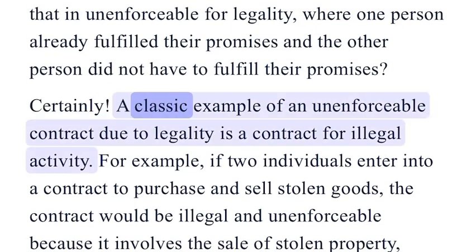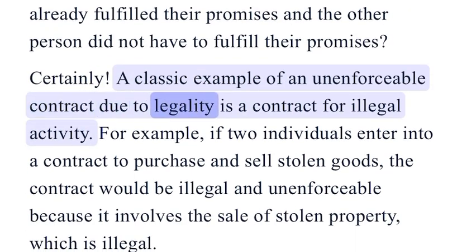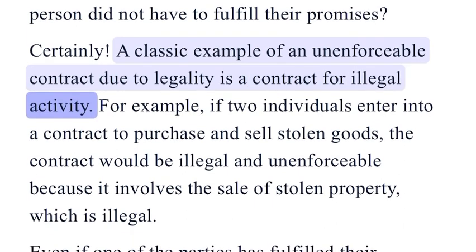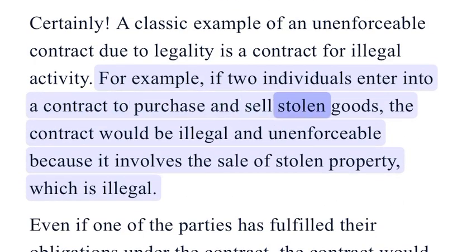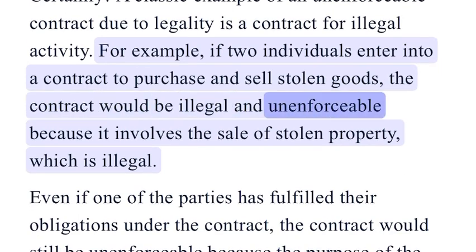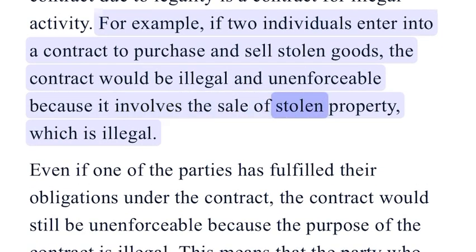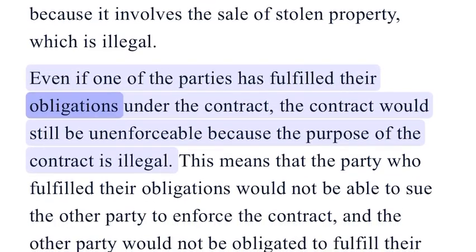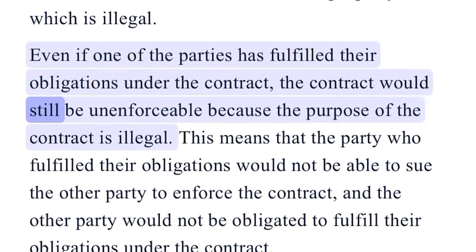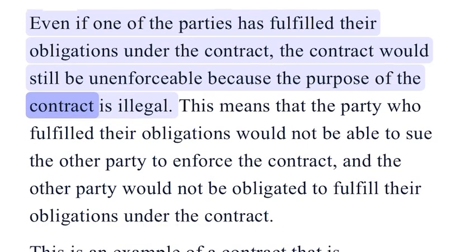Certainly. A classic example of an unenforceable contract due to legality is a contract for illegal activity. For example, if two individuals enter into a contract to purchase and sell stolen goods, the contract would be illegal and unenforceable because it involves the sale of stolen property, which is illegal. Even if one of the parties has fulfilled their obligations, the contract would still be unenforceable because the purpose of the contract is illegal.